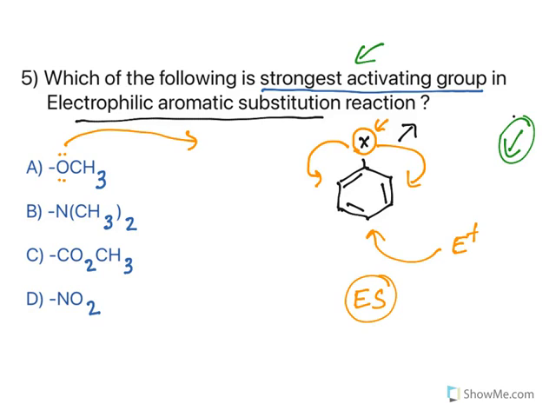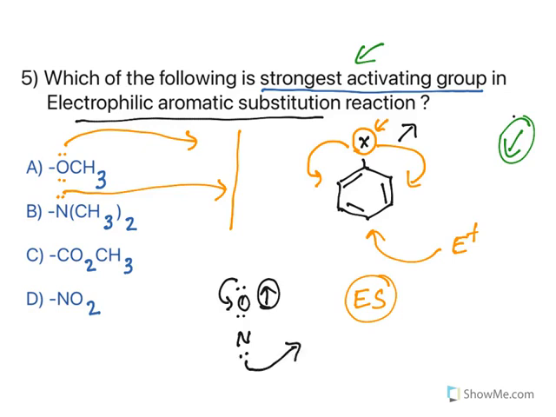But let us see the other options. Now in nitrogen, you have a lone pair of electrons. Again, these electrons can be donated. Now see, both of them can donate electron pairs and activate the ring. But which one is the strongest one? When you compare oxygen and nitrogen, oxygen has high electronegativity. That indicates the ability to keep the electrons with itself is very high because of its electronegativity. Whereas nitrogen has low electronegativity, so it can easily donate the electron pair.